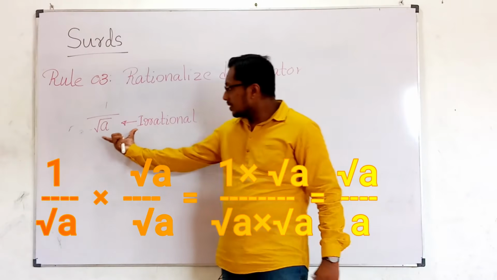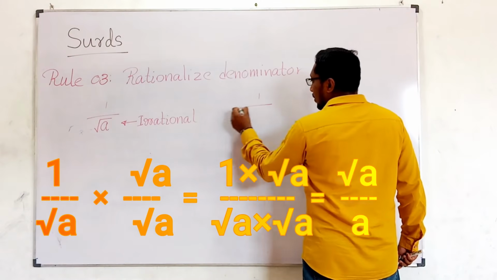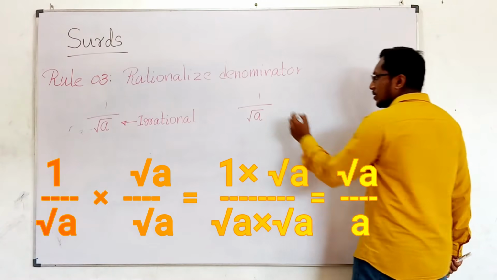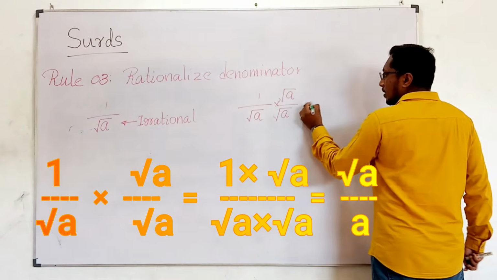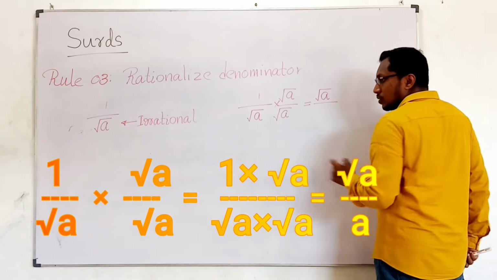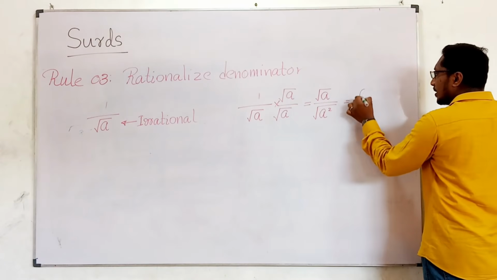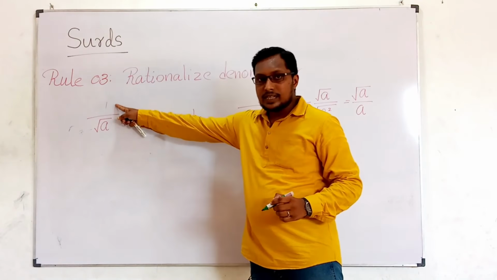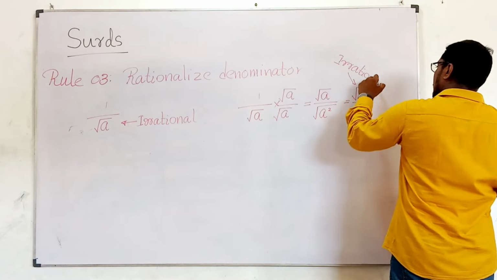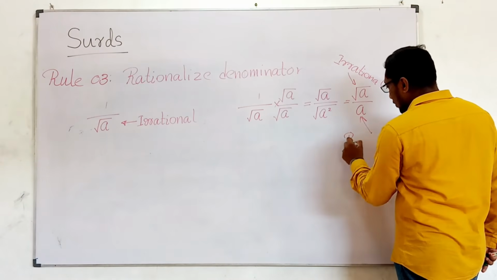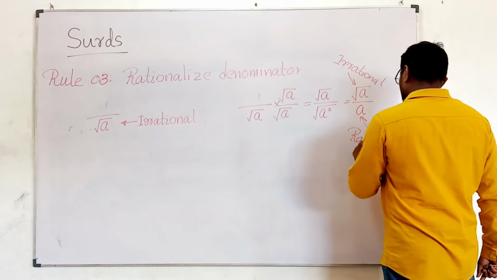Whenever you have an irrational number in the denominator, we can multiply numerator and denominator by the same irrational number. Then what will happen? From rule number 1, root a times root a is the square root of a squared, so it is a. Now observe what has happened. The numerator has become an irrational number, but the denominator has now become a rational number. This is what we call rationalizing the denominator.